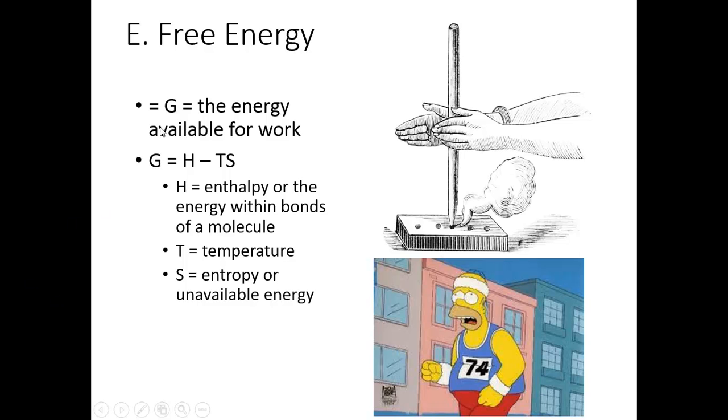Okay, so our free energy equals the enthalpy, which is another E word. This is the amount of energy within the bonds of a molecule. So that's not including entropy. But we have to subtract our entropy, the amount that's going to be wasted when it's converted, and that is also dependent on temperature. So the amount of free energy equals the enthalpy, so the total amount of potential energy within the bonds, minus the entropy times the temperature.